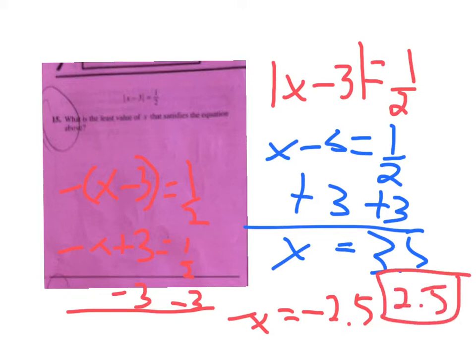You could also put this on your graphing calculator. You do second math, press abs, and then put that under y equals. Just do abs x minus 3 in parentheses as y1, y2, just put 1/2, and then press graph. Next you'll press trace, intersect, and then you'll see the two values that work for this equation.